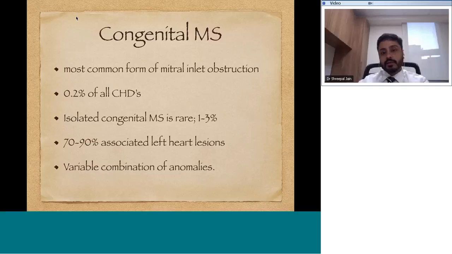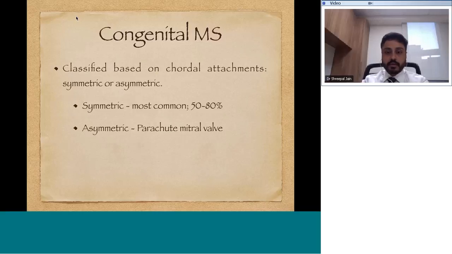Congenital mitral stenosis is a group of variable combinations of anomalies, which could include thickened leaflets with rolled margins. You could have shortened and thickened chordae. You could have reduced interchordal space or fibrous obliteration of these spaces. You could have abnormal chordal insertion into the papillary muscle. You could have reduced space between the two papillary muscles, or even papillary muscle hypoplasia.